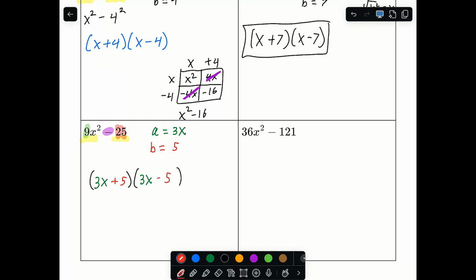So even if there's a number in front of the x, as long as it's a perfect square, we'll be okay. So our next one, we have 36 and 121. 36 is a perfect square. 121 is a perfect square. So we get 6x plus 11, and then 6x minus 11.